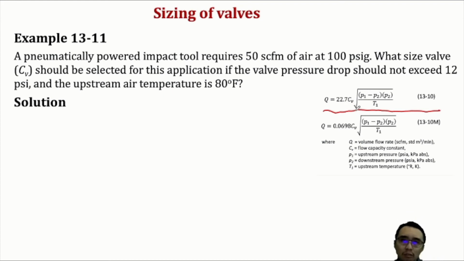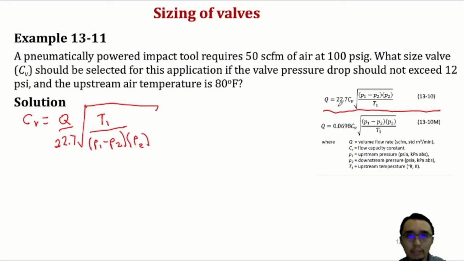But in this case, we are given the flow, which is 50 standard cubic feet per minute of air at 100 psi, that's the pressure. So we want to find CV. We need to rearrange this equation to solve for CV. If you do that, then you will get CV equals Q over 22.7.